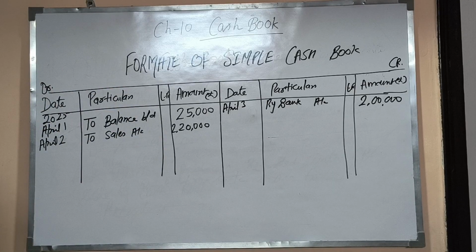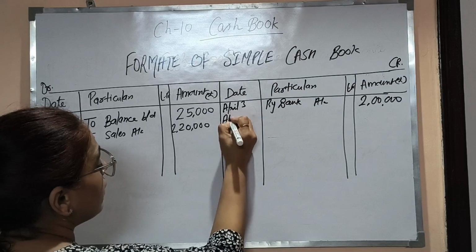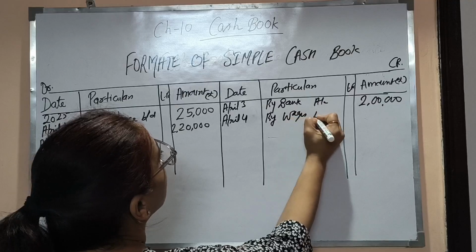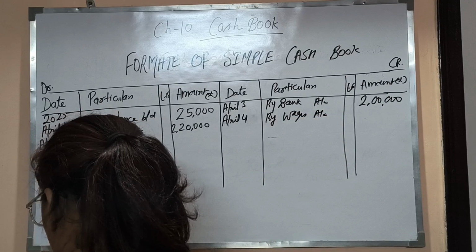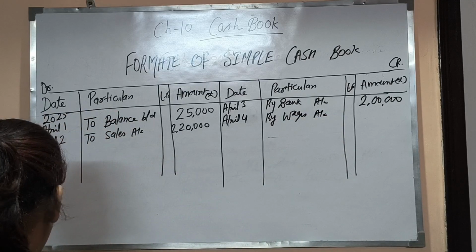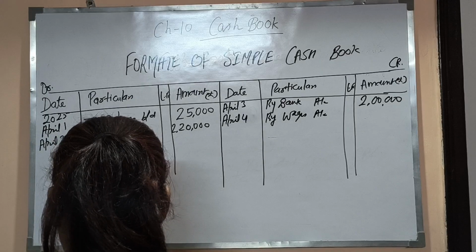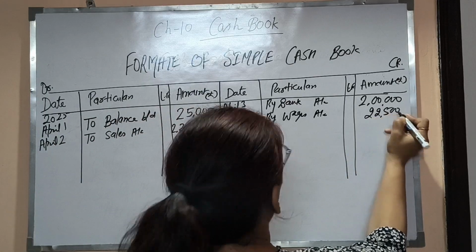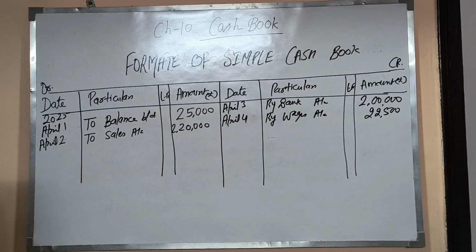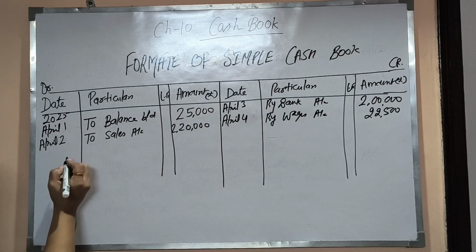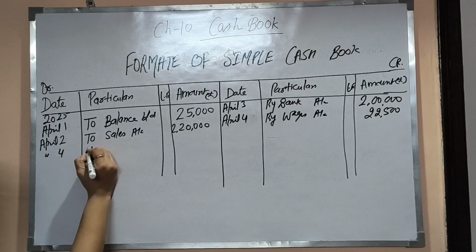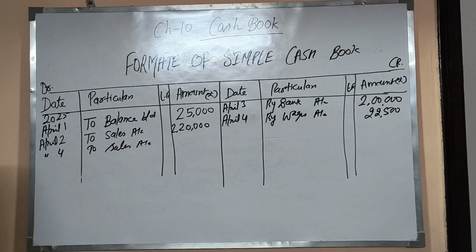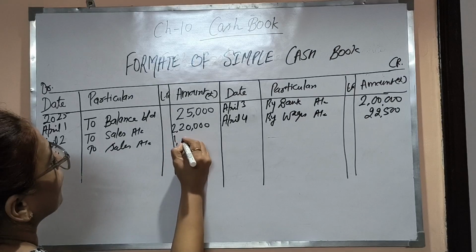Next is wages paid. Wages paid, it is a payment. It is also recorded into the credit side by wages account. That is 22,500. Next is cash sales. It is also received cash to sales. Amount is 1,80,000.